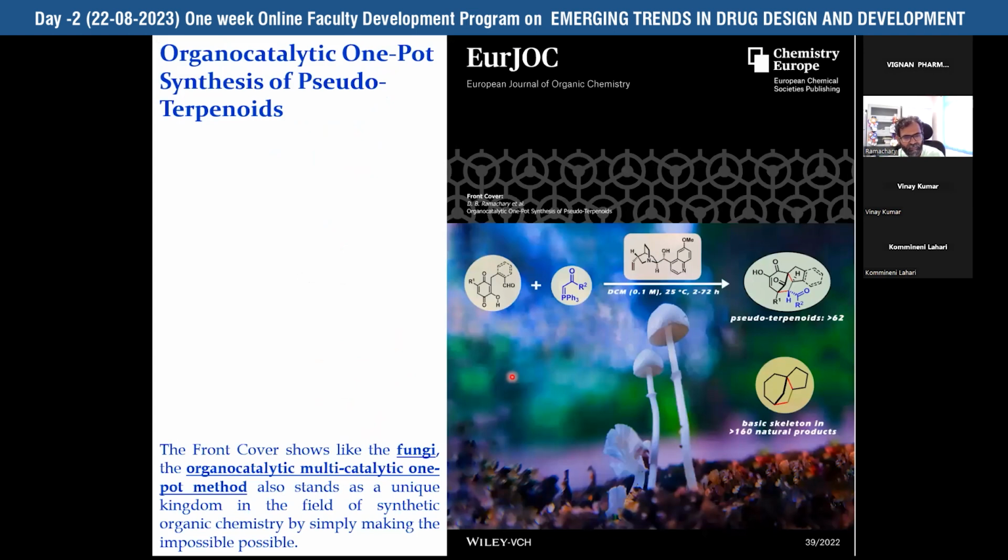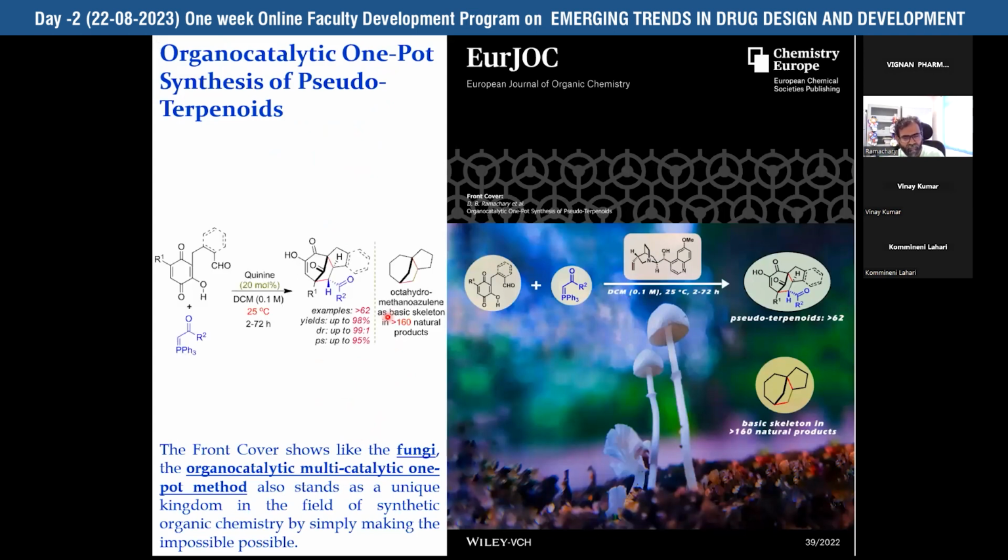We were able to highlight this reaction on the journal's cover picture. The front cover shows that fungi, the multi-catalytic one-pot method, also stands as a unique kingdom in the field of synthetic organic chemistry. We correlated our organocatalytic multi-component approaches with fungi. Fungi develop very interesting scaffolds and can synthesize a lot of organic molecules in a very easy manner. So our organocatalysis can also make natural products in a very quick manner. That's what we try to correlate.